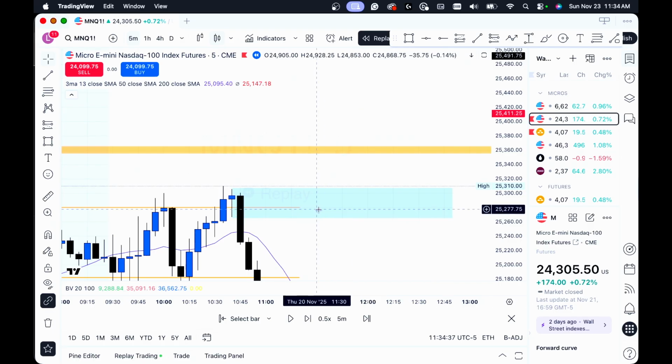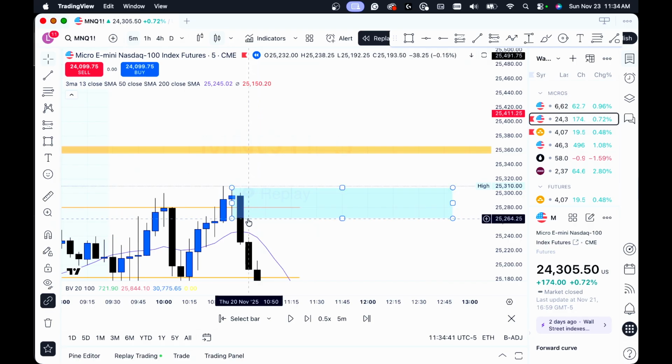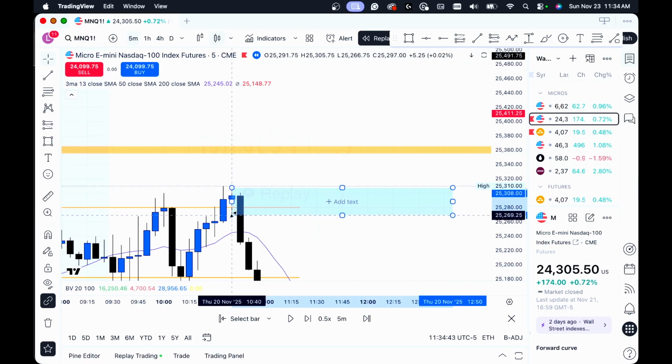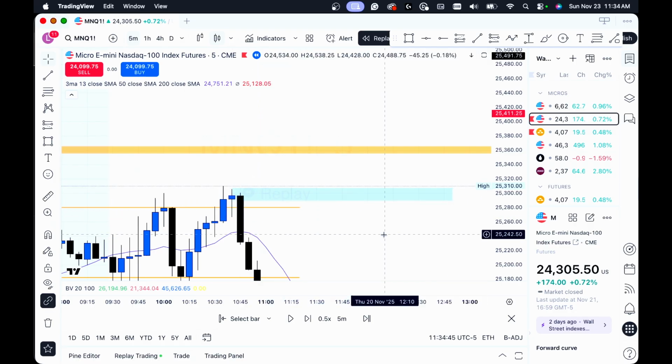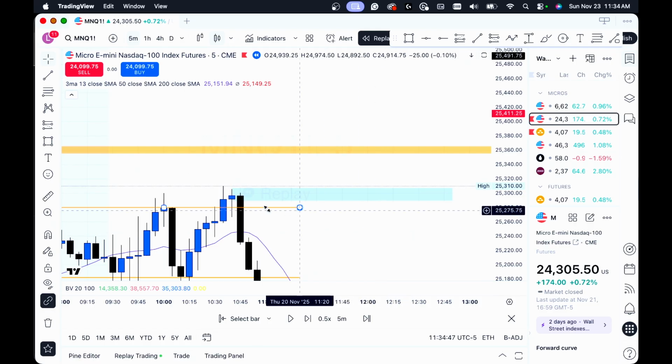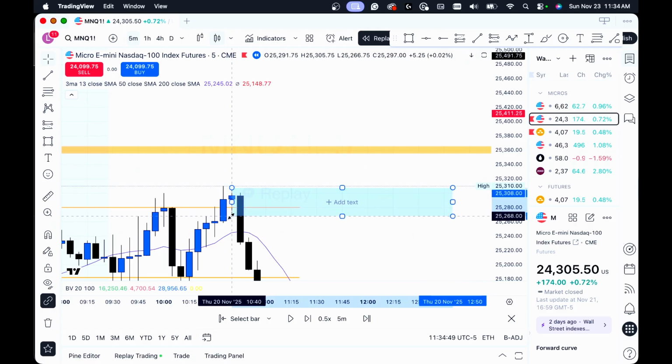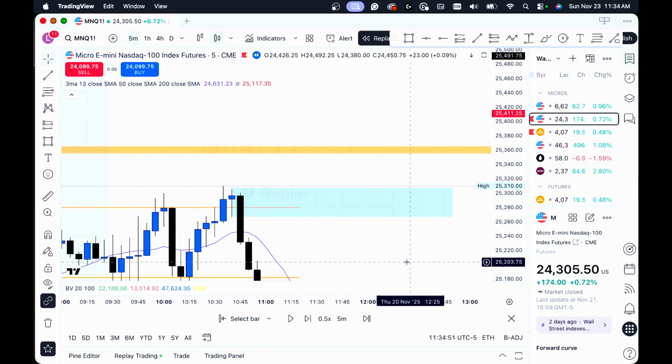All right, there are people who do it different ways, but this is how I do it. This is how I've been taught. Some people do the body of the candle and the wick like this, but I don't do that. I go by wick to wick.